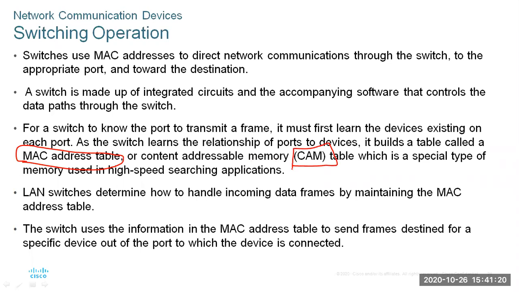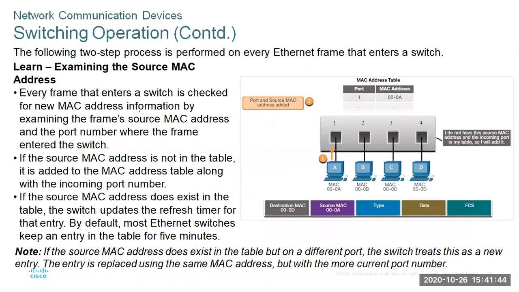Now, LAN switches determine how to handle incoming data frames by maintaining the MAC address table. So the switch uses the information in the MAC address table to send frames destined for a specific device out of the port to which the device is connected. The following two-step process is performed on Ethernet frames. First, the learn process, which is to examine the source MAC address.